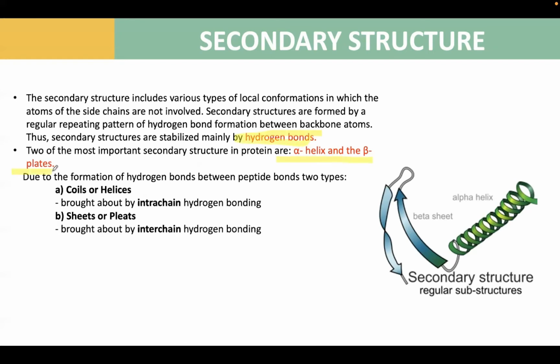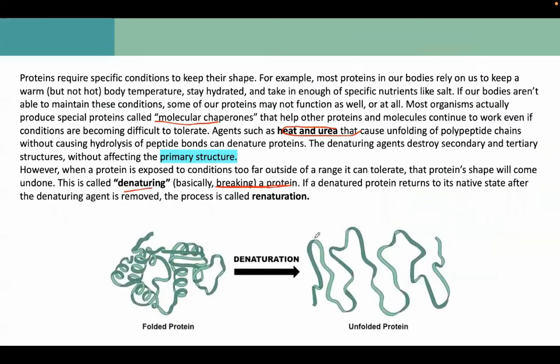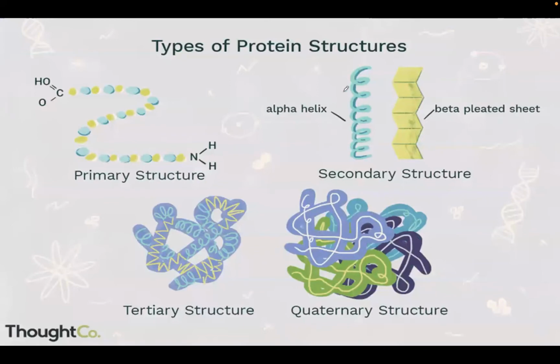Due to the formation of hydrogen bonds between peptide bonds, two types, we have yung coiled natin and then yung sheets or pleats. Okay? Ang difference po nila sa ating structure is that your coils or your helixes, it is brought about by intrachain of hydrogen bonding. Intrachain. Pag sheets, okay? Pag sheets, it is brought by interchain of hydrogen bonding. So ito yung itsura ni secondary structure. Okay? It has two different types, yung alpha yung tsaka yung beta. Si primary as is residue lang talaga.